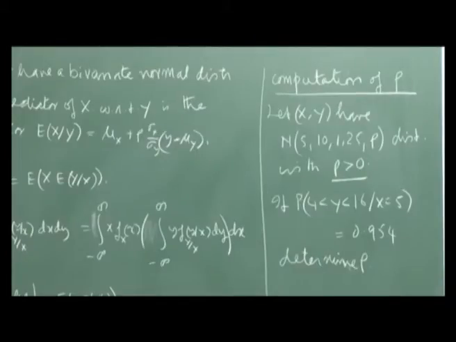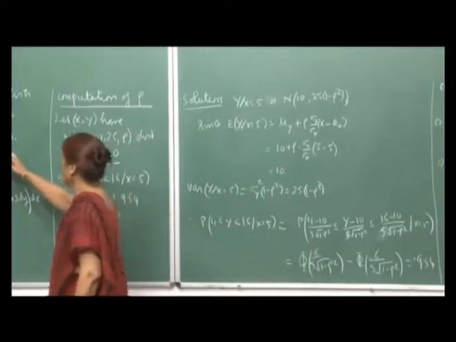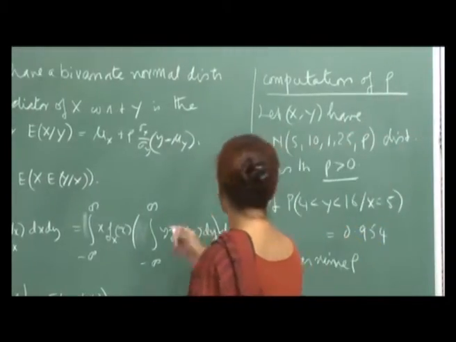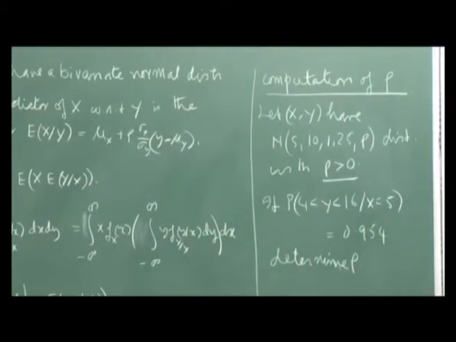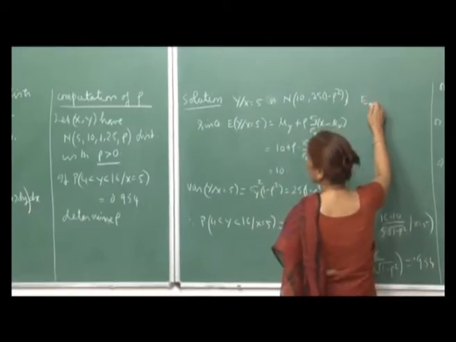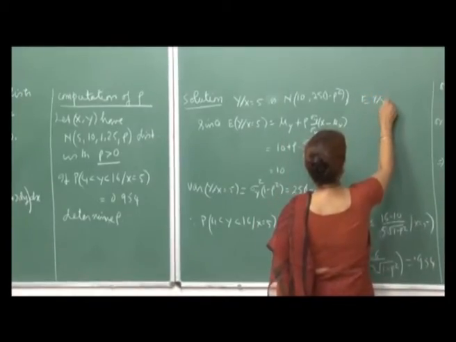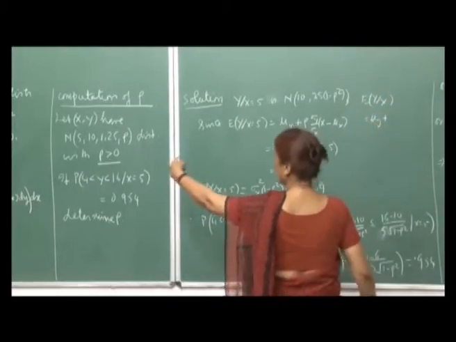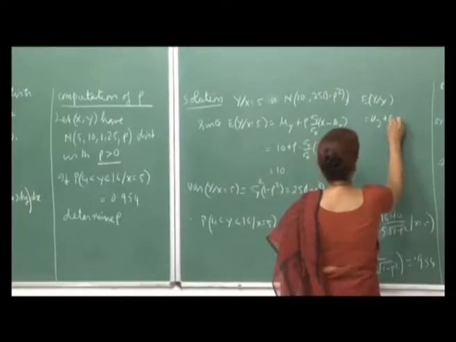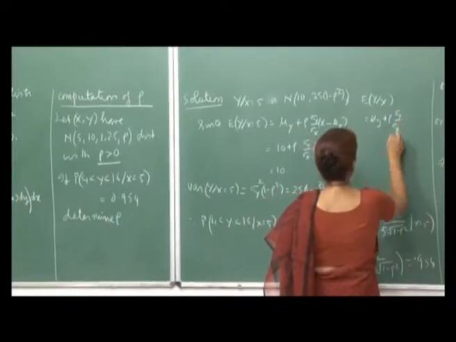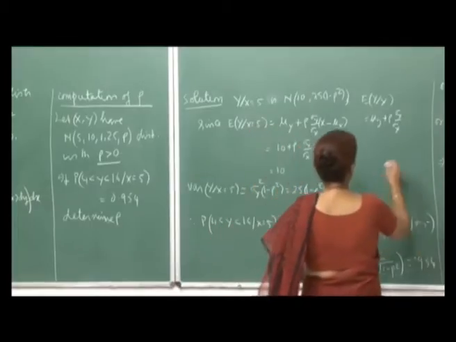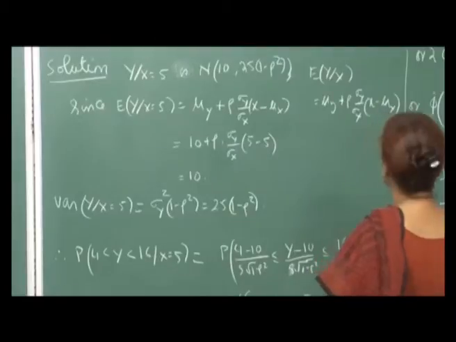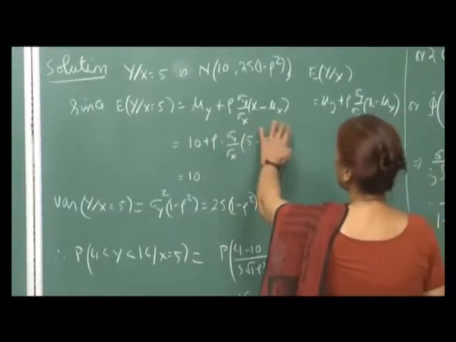Now, from our result that x given y is this, what will this be? From here only, we can write that the expectation of y given x will be mu y plus rho sigma y by sigma x into x minus mu x. Just replace x by y. So, this is the formula which I have written here already.